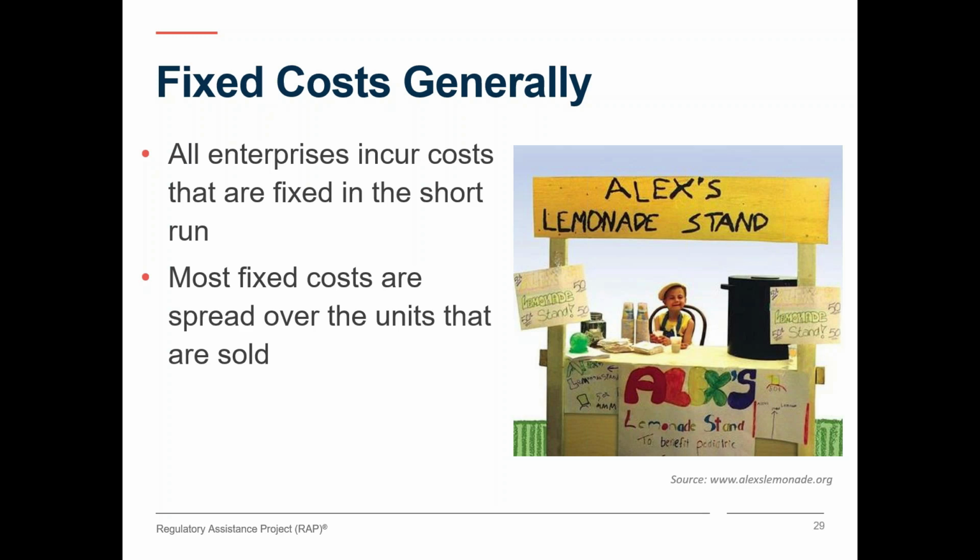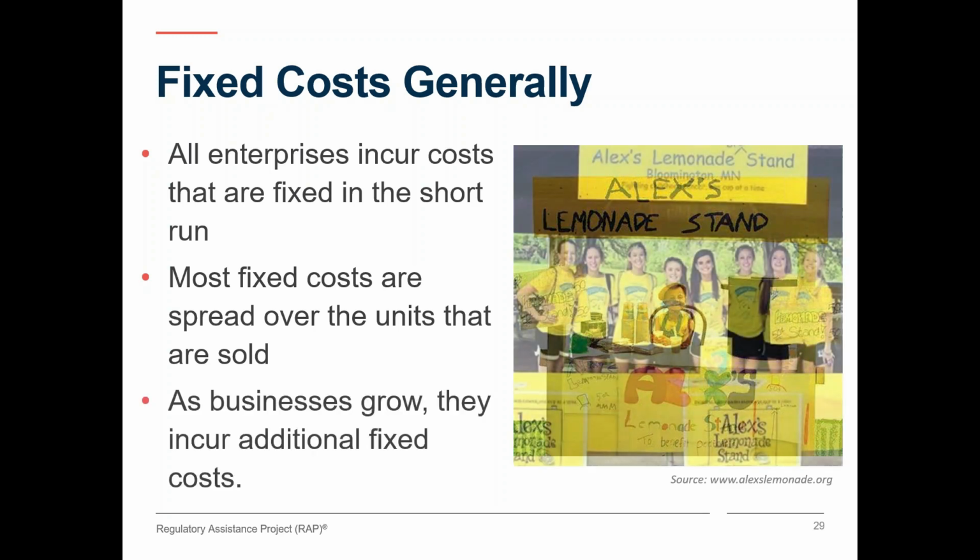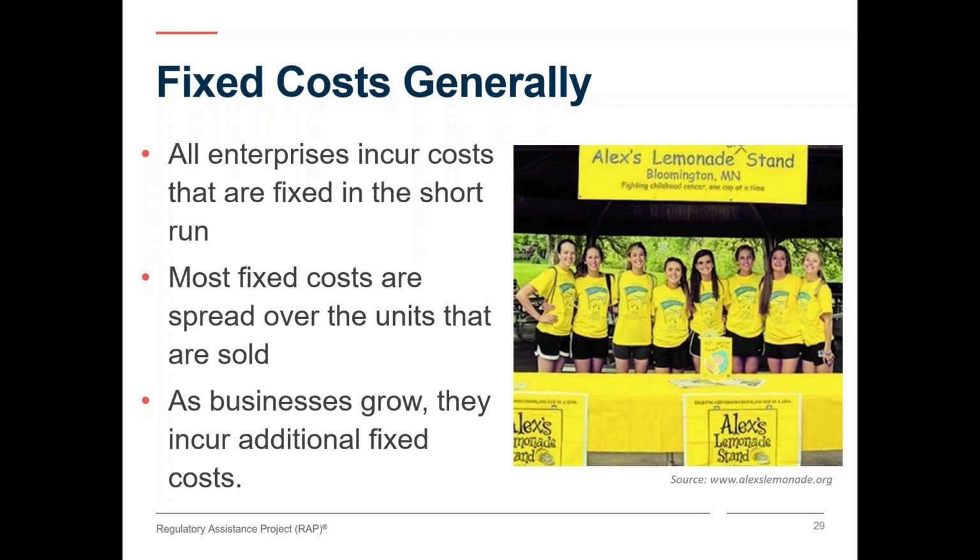Now, this is a true story. Alex Scott started selling lemonade outside of her home to support research on childhood cancer. That effort has grown into a $25 million a year charitable enterprise with many tables, many pitchers, and several employees. As sales rose, the nominally fixed costs rose.